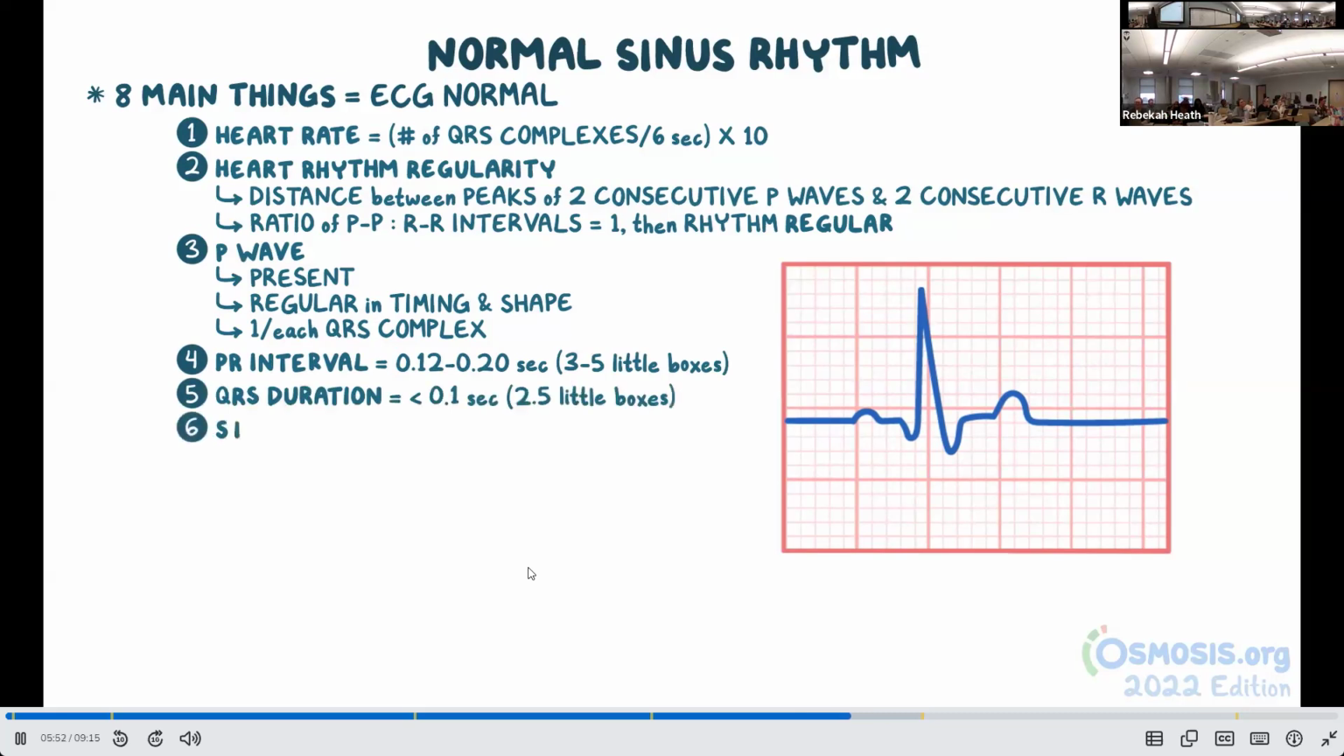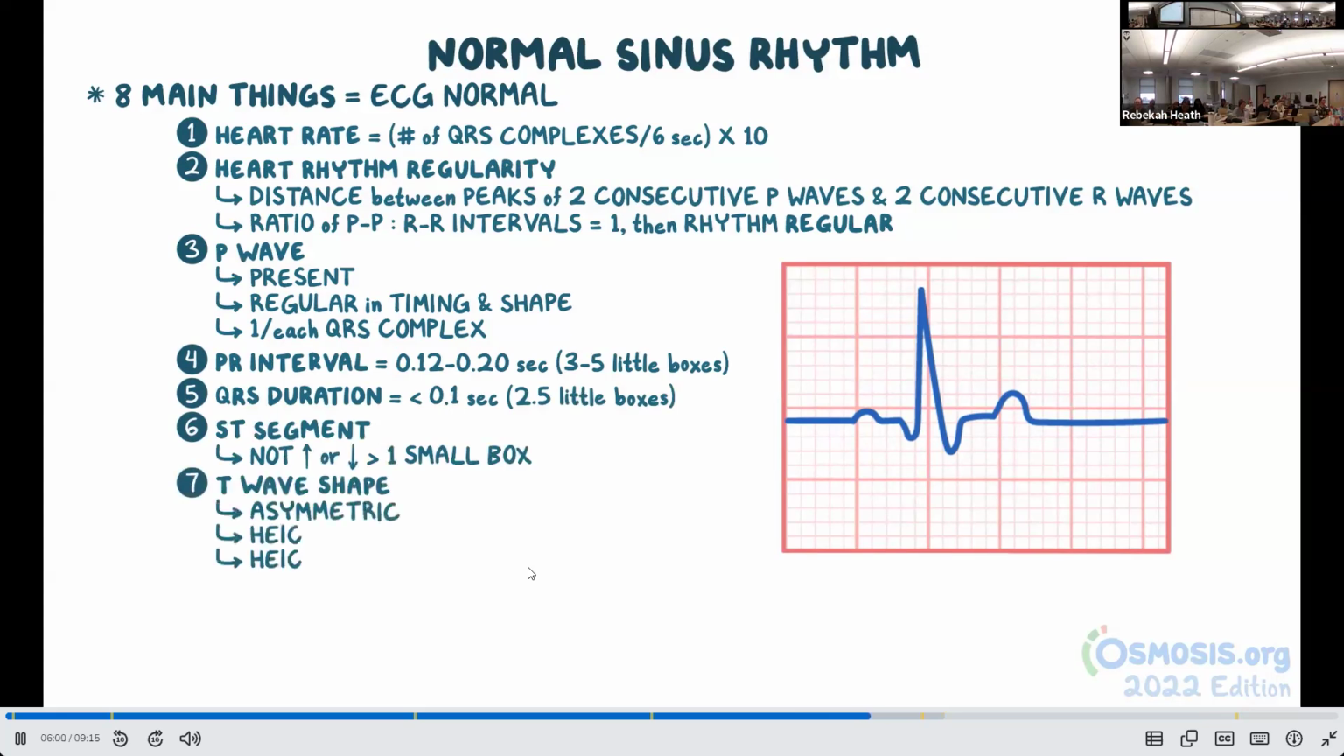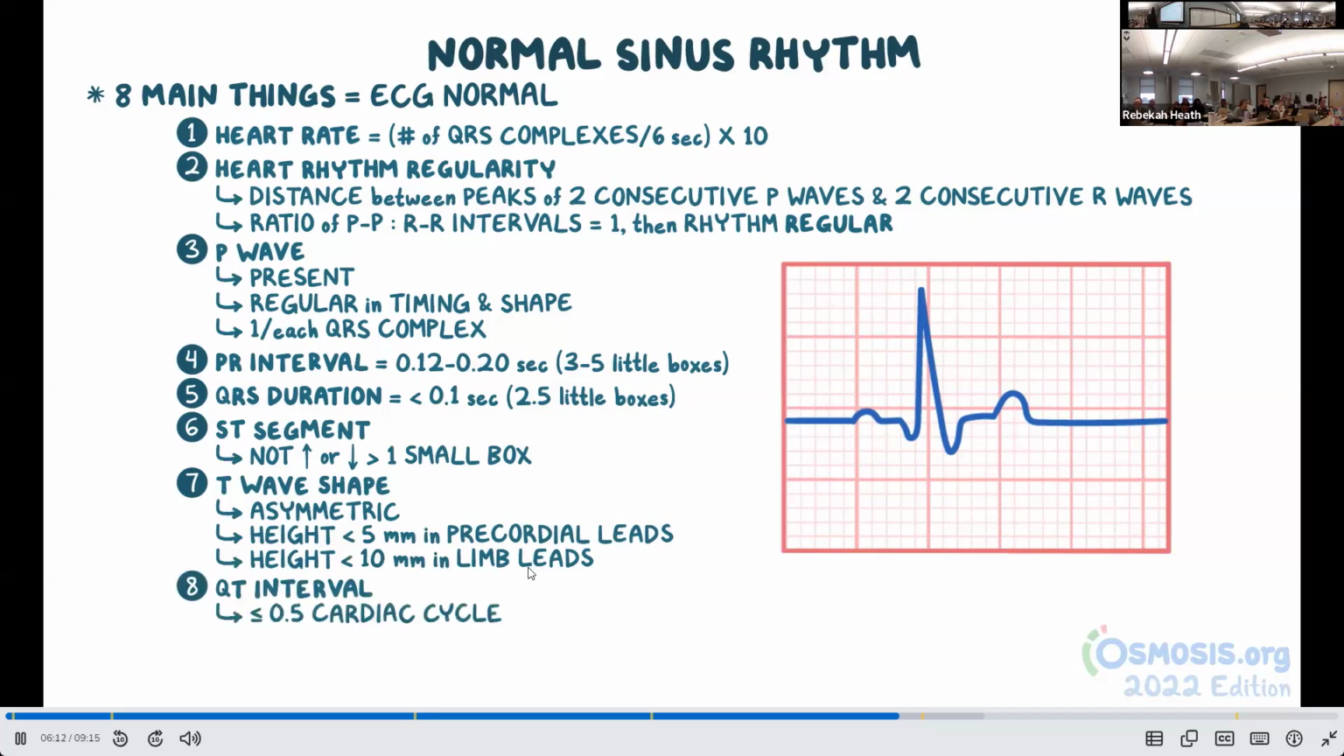Sixth, the ST segment should not be elevated or depressed more than one small box. Seventh, the T wave shape should be asymmetric and height should be less than 5 millimeters in precordial leads and less than 10 millimeters in limb leads. And finally, the QT interval should be less than or equal to half of a cardiac cycle, which can be calculated by measuring the distance between two successive R waves.